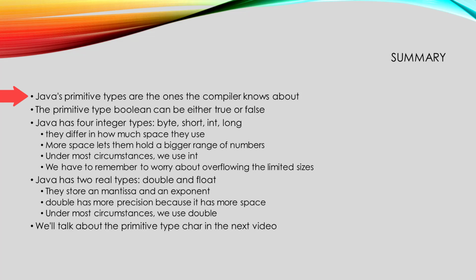So, Java has a set of types that the compiler knows about, and we call these primitive types. The Boolean type allows a variable to hold either true or false. There are 4 primitive integer types, and they vary in how much memory they are given, and that means that they differ in the range of numbers each can represent. Most of the time, we use int because it's consistent with the Java API and gives us a big enough range. The risk with integers is that because they are fixed size, they can overflow.